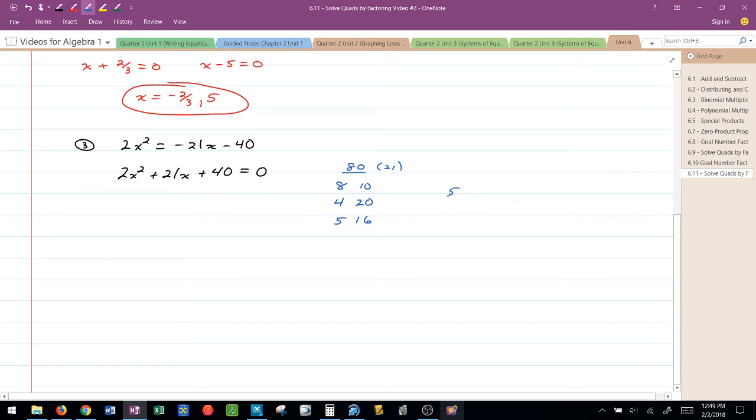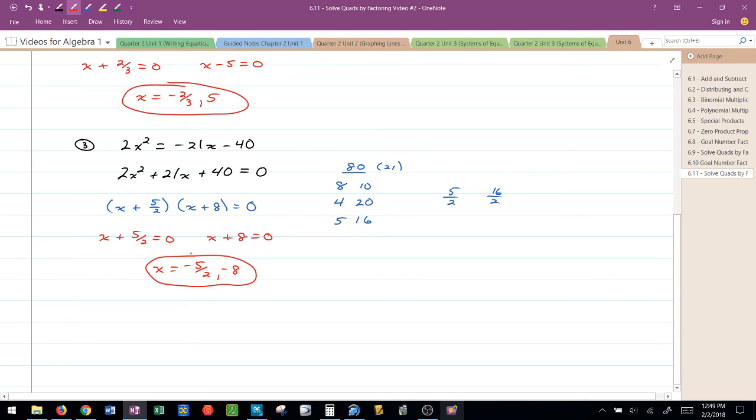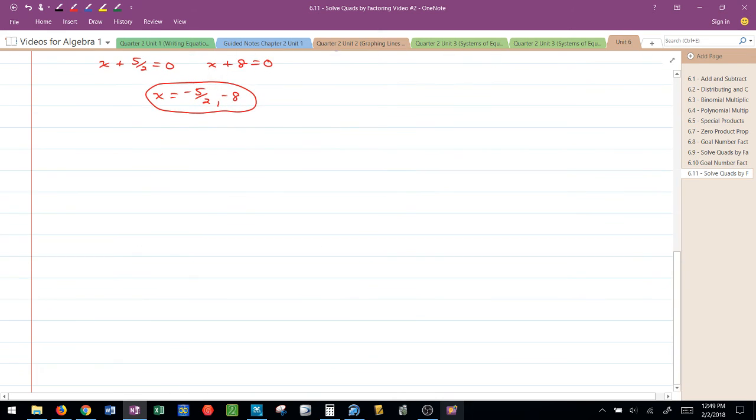Take both of those and divide by 2, because 2 is the leading coefficient. This factors to x plus 5 over 2, and x plus 8. Zero product property says x plus 5 over 2 equals 0, and x plus 8 equals 0. Solve both. I get negative 5/2 and negative 8 when I solve them. All right, and one final one here.